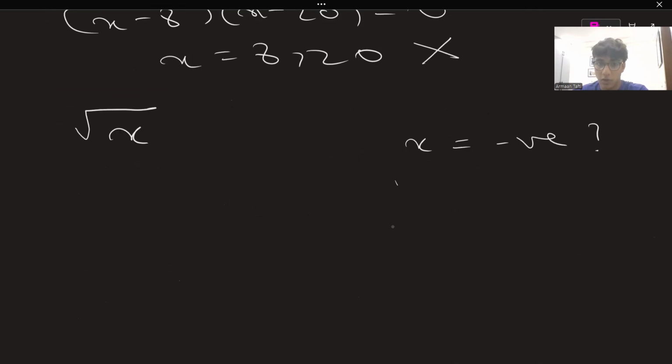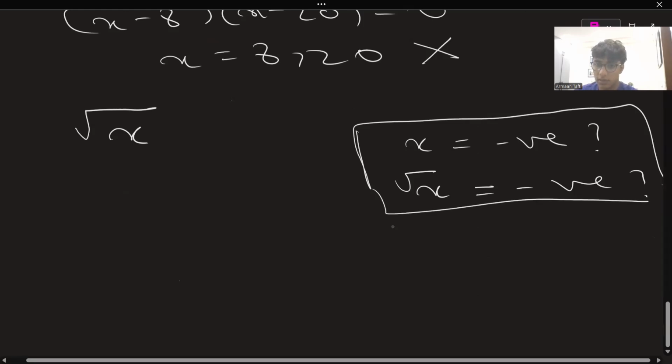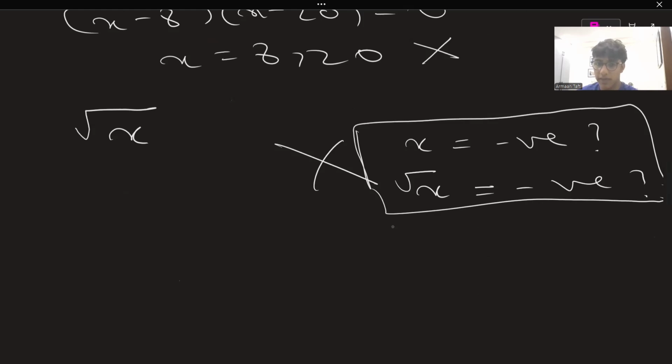Okay. Can root of x ever be negative? Now to answer both of these questions, both of these are wrong. If you have a root of x, x can never be negative, and a root of x can never give you a negative answer. So a root always takes a positive number and it always returns another positive number.